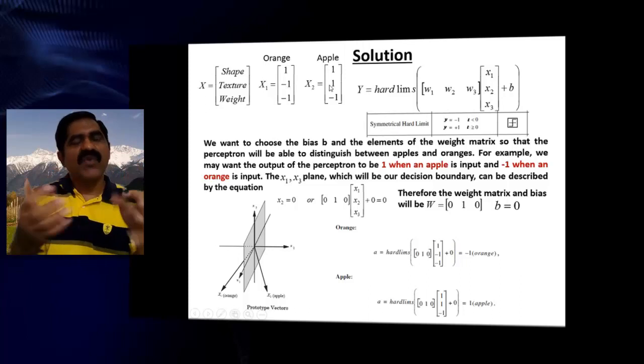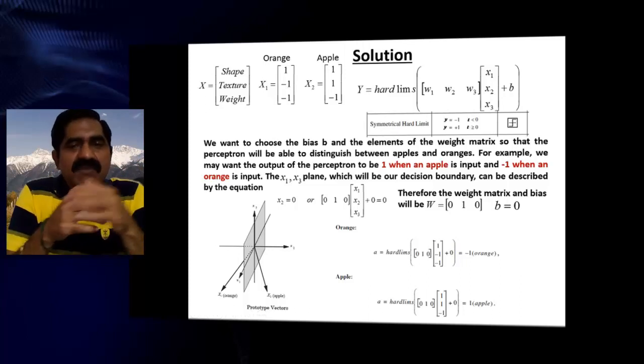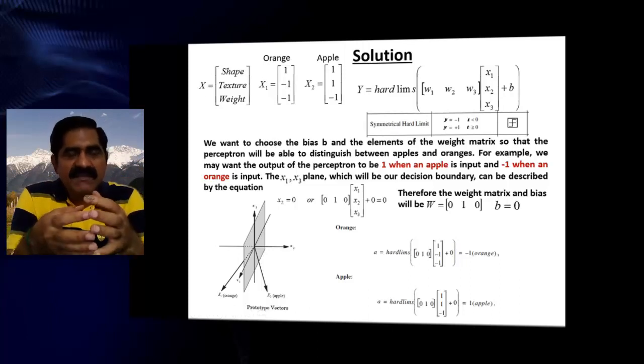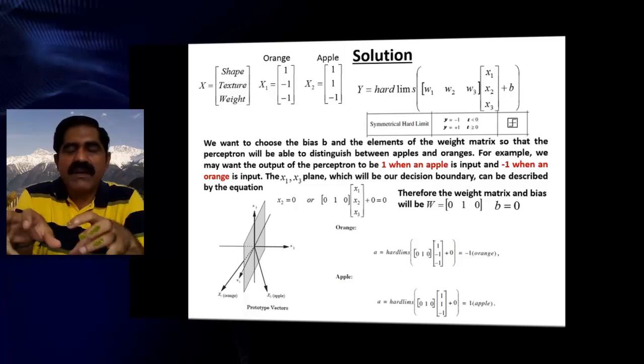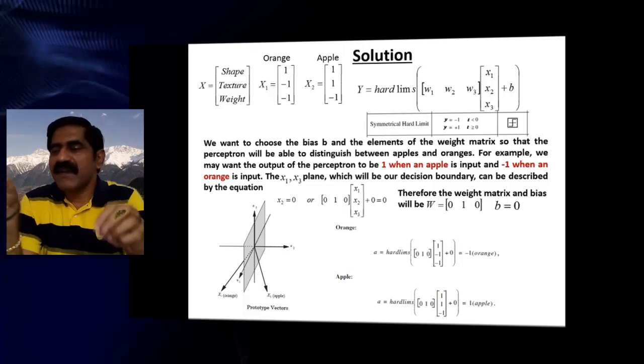Then how do you model this one? We have to resolve this one. We have to solve this problem. Whenever a new fruit comes into the picture, you have to keep it in the right place.